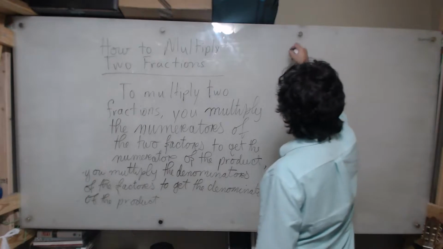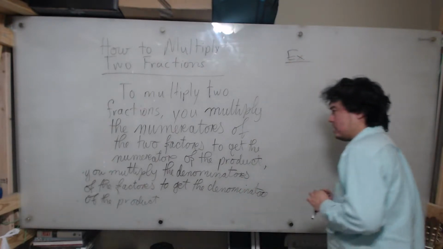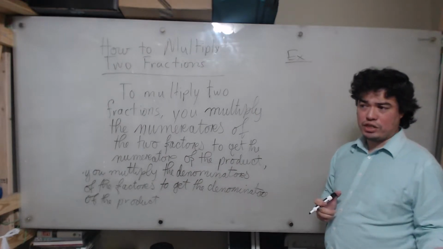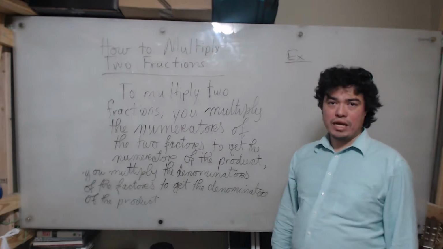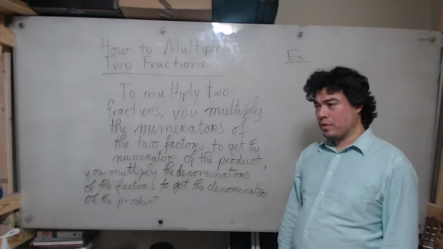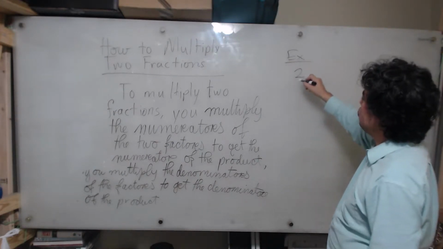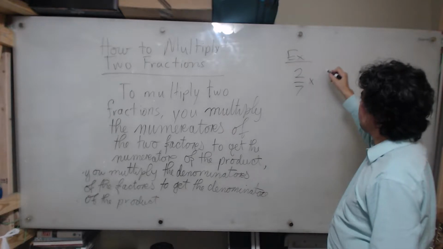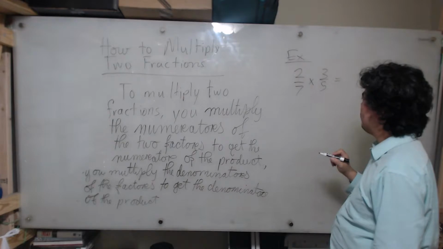So, for example, let's get straight to the brass tacks. If I don't show you how to multiply two fractions, this video might as well be a cat video. That's worthless. Okay. So, for example, if I want to multiply the fraction 2 over 7 with 3 over 5, I'm going to use this procedure.